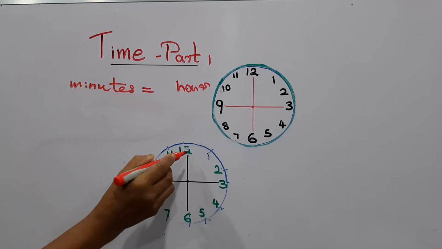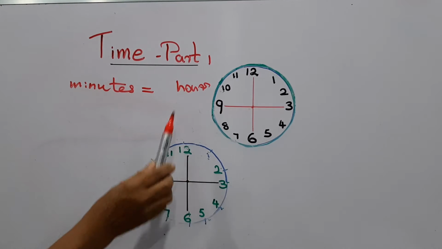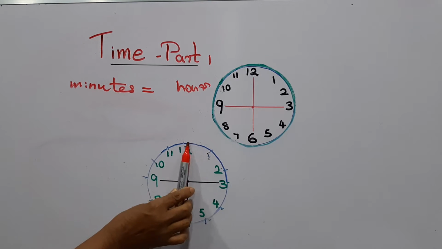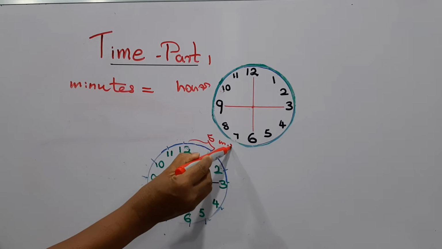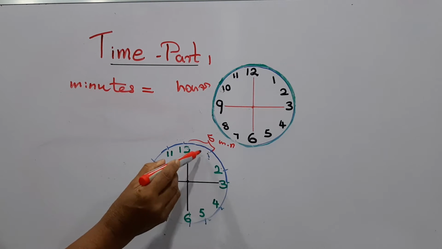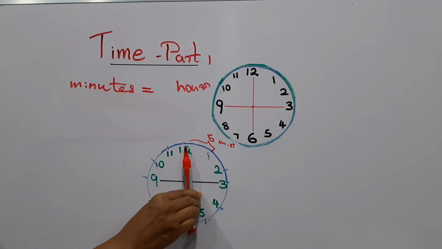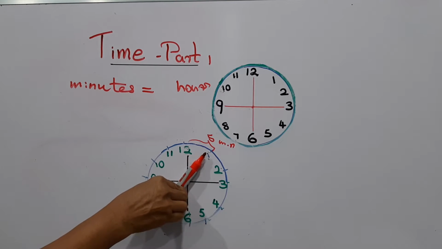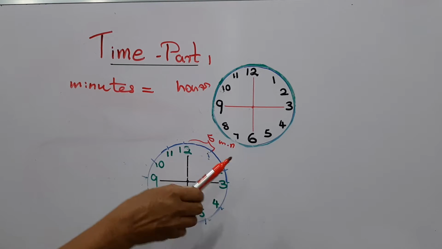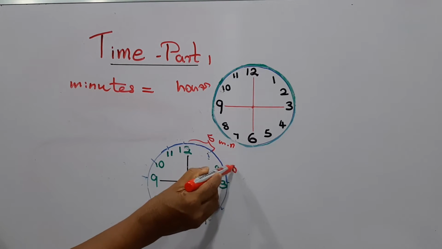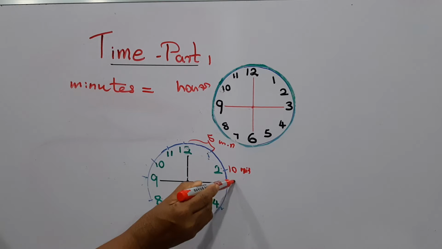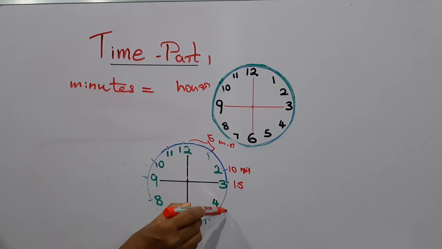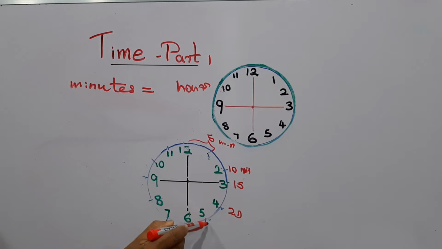Then we'll see we measure from one number to another number. In between two numbers we measure 5 minutes. Here from 12 to 1, 5 minutes. When the minute hand rotates from 12 to 1, it passes 5 minutes. When it points towards 2, we measure 10 minutes. Then when it points towards 3, it is 15 minutes. 4, that is 20 minutes. 5, 25 minutes. 6, 30 minutes.